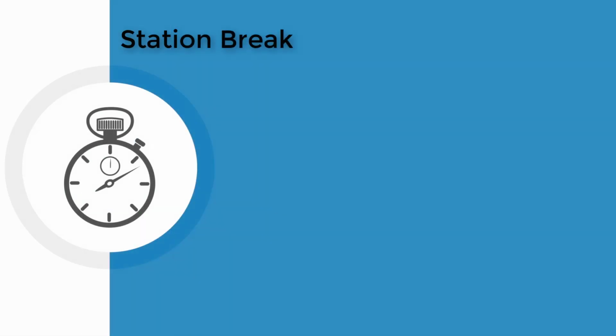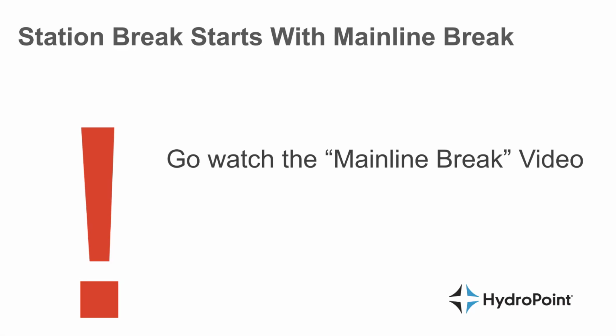Station brake. The station brake alert will always begin with a mainline brake alert. So if you haven't seen the mainline brake alert video, go watch that first. Because the station brake alert always starts with a mainline brake alert.